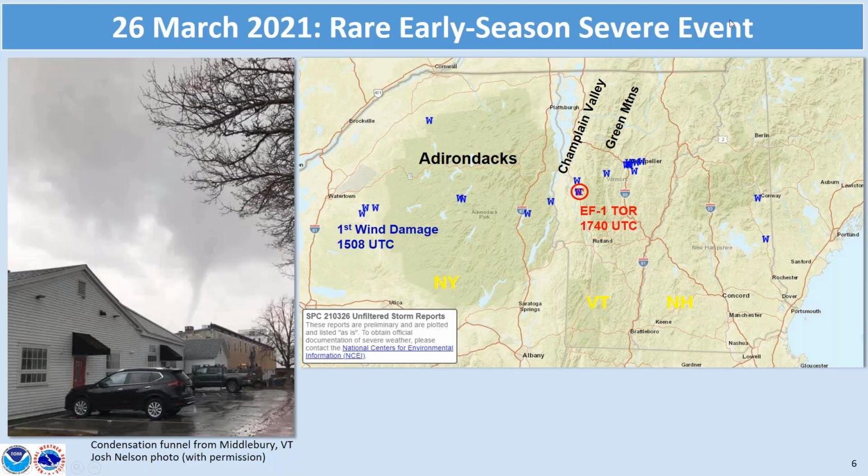So again, this was a rare tornado. In fact, it's the earliest one we know of on record in the state of Vermont. There's never been a March tornado going back to 1950. And this was basically a QLCS event. We had a line of storms form east of Lake Ontario with the first wind damage reports occurring around 15Z. The line moved across the Adirondacks and strengthened in the Champlain Valley, producing that EF1 tornado around 1740Z in the Middlebury area. We had wind damage continue through central Vermont, right around Montpelier, before decreasing in intensity pretty quickly as the storms moved out of the instability axis.